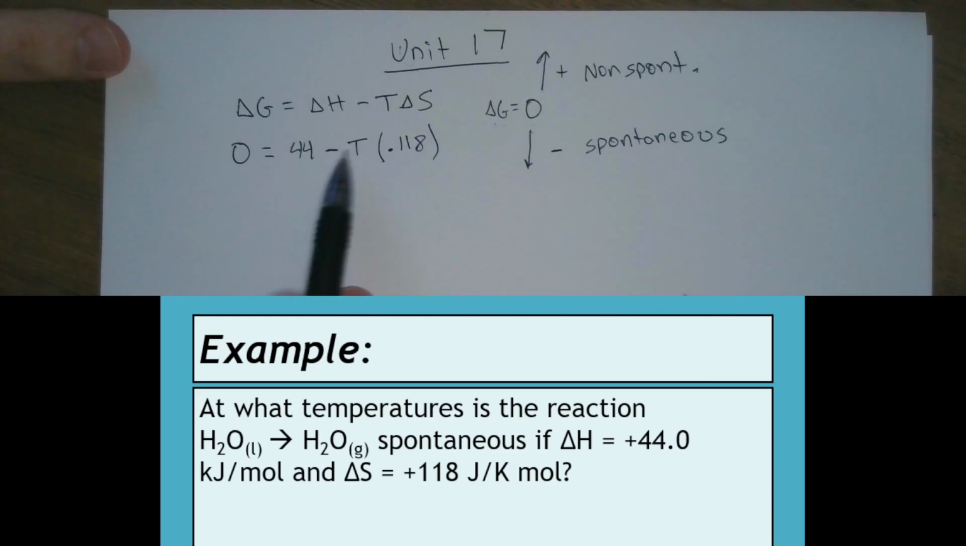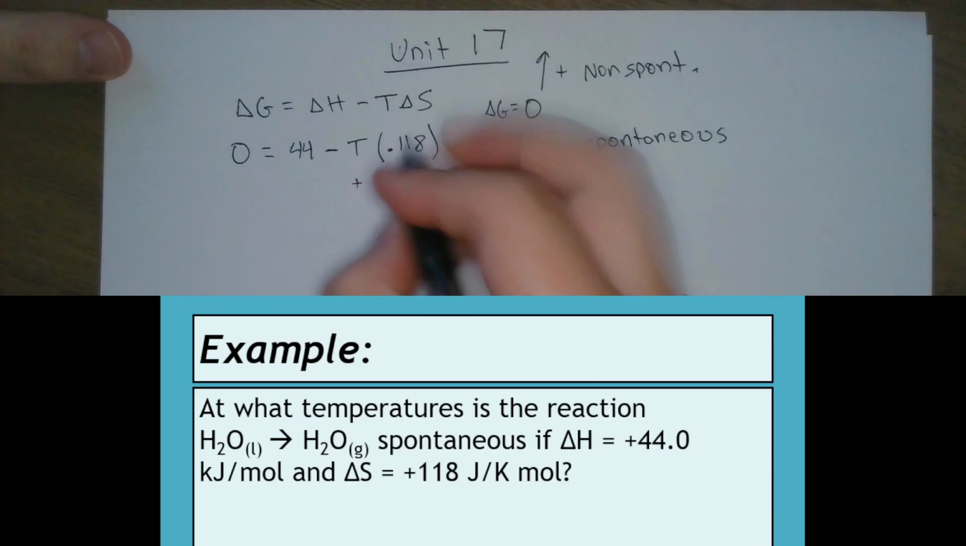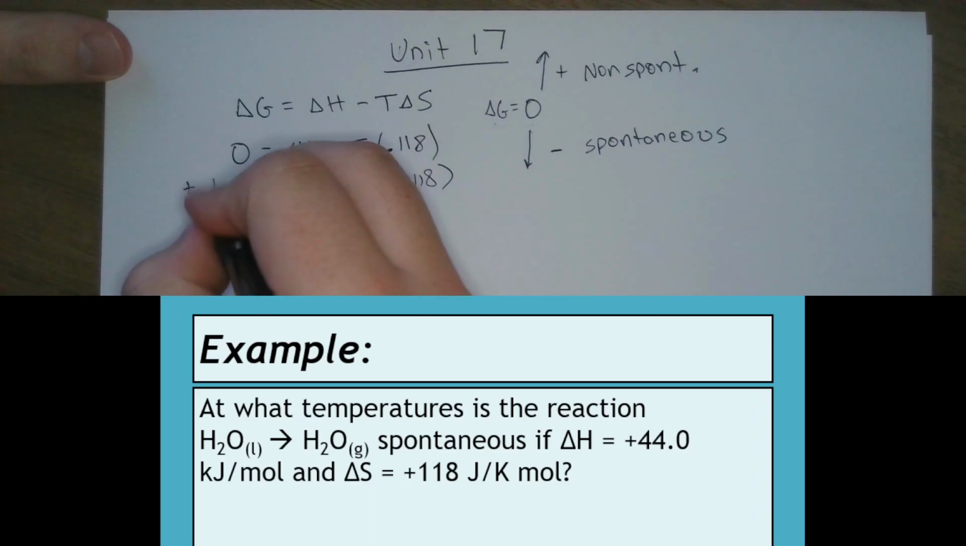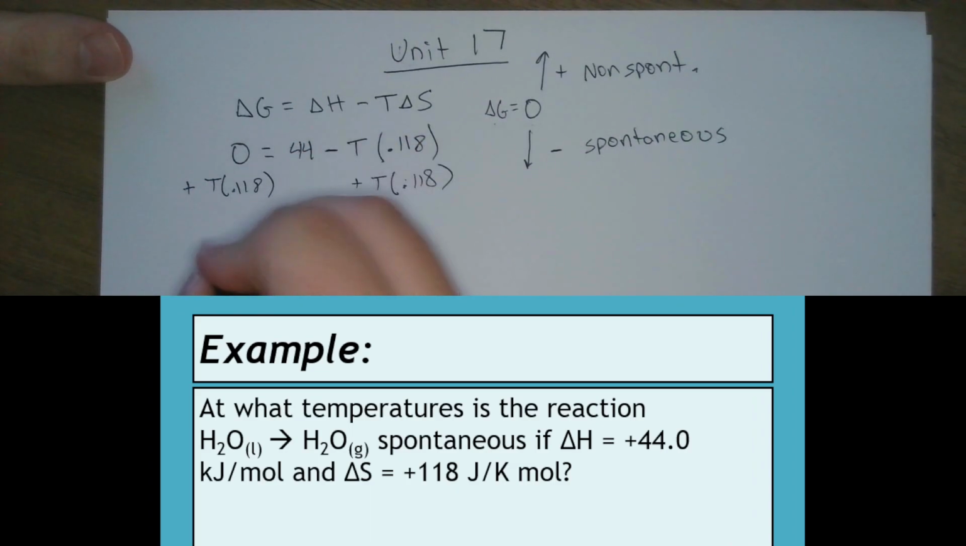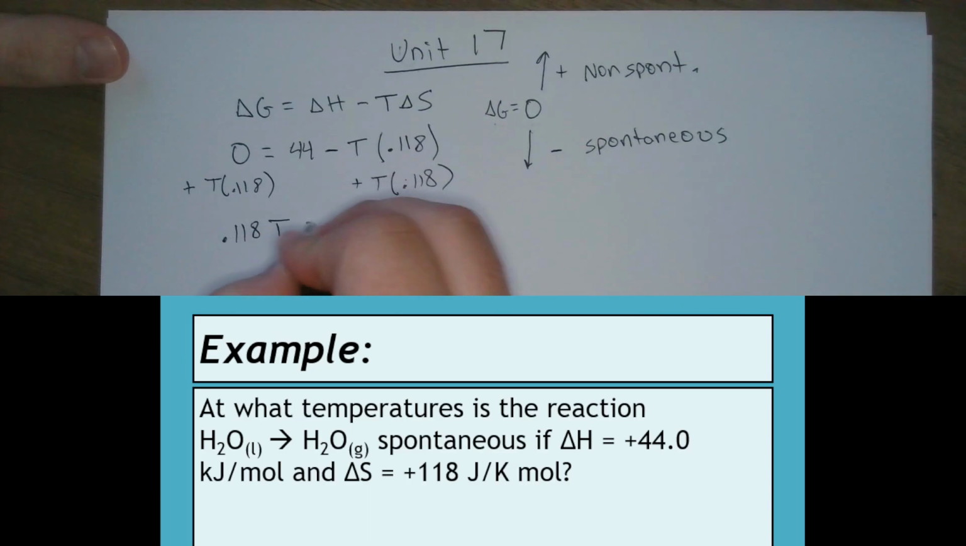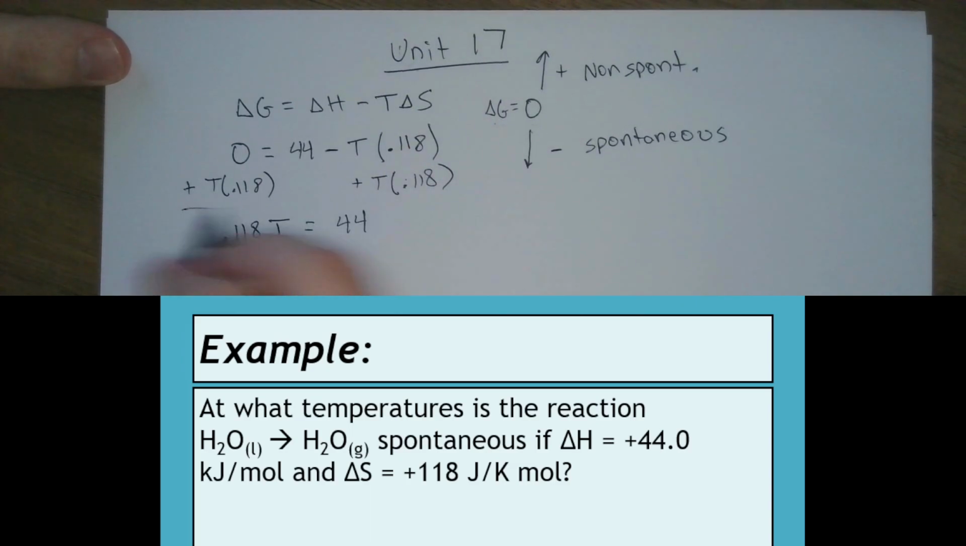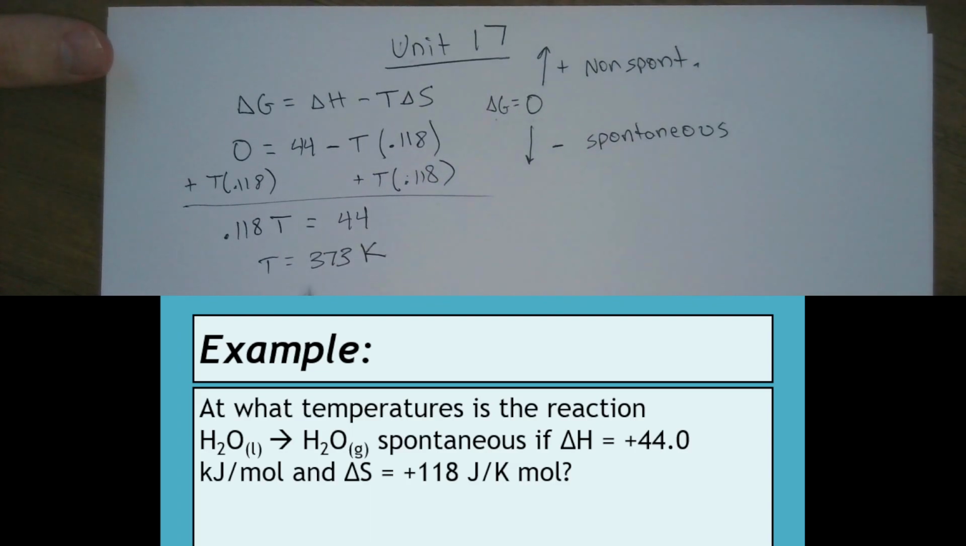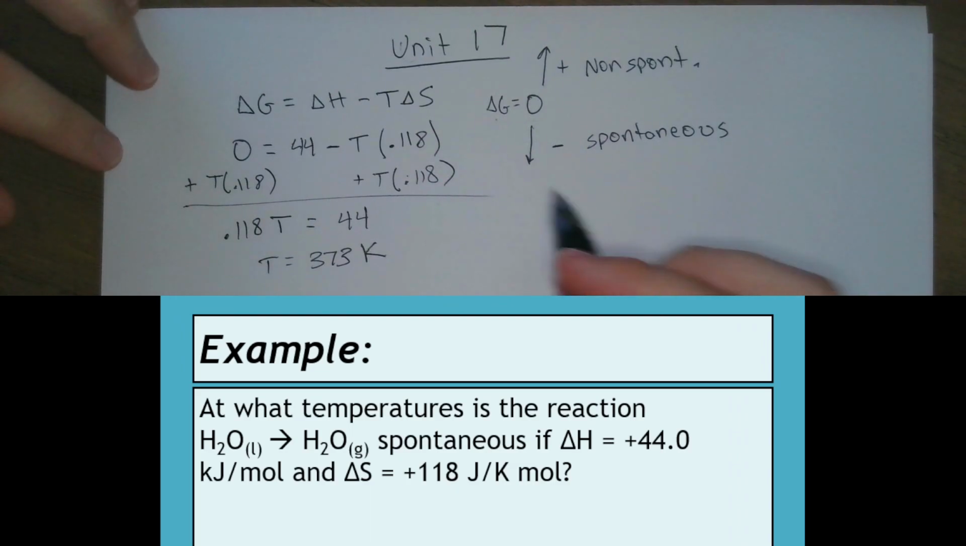Okay, so to solve, I'm going to add this over to the left side to cancel it out, and I get 0.118 times T equals 44. Now divide each side by that. 44 divided by 0.118 is like 373. Remember, the units for this will always be Kelvin, not Celsius. That's the borderline temperature.